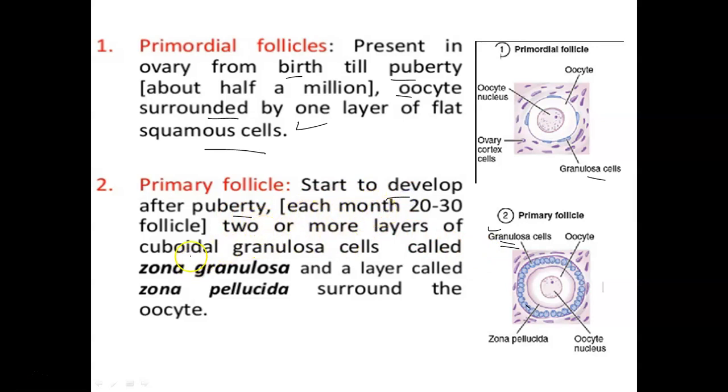Two or more layers of cuboidal granulosa cells, that is zona granulosa, and the zona pellucida, which starts surrounding the oocyte, are now formed around that primary oocyte. These granulosa cells will increase in number. Zona pellucida is just the outer covering of that oocyte, and it will remain with the oocyte when it is released after maturation also. These granulosa cells will remain inside.